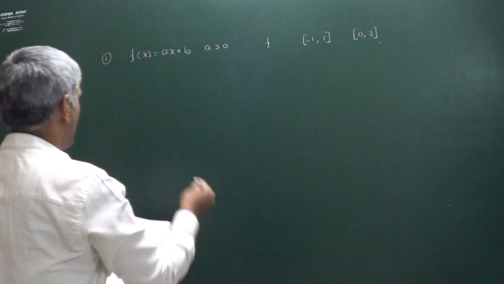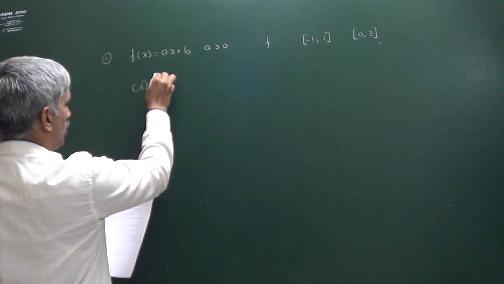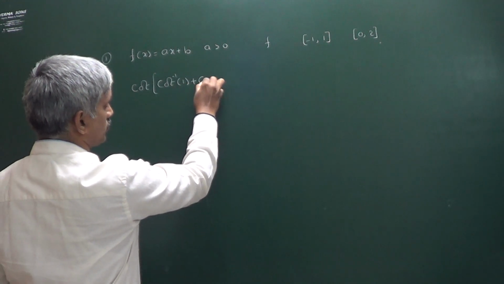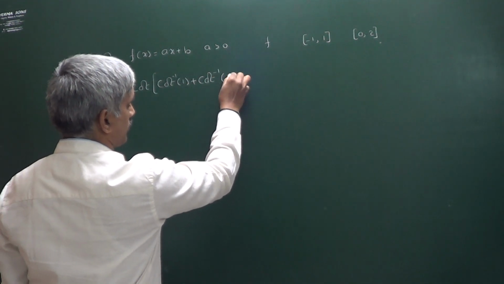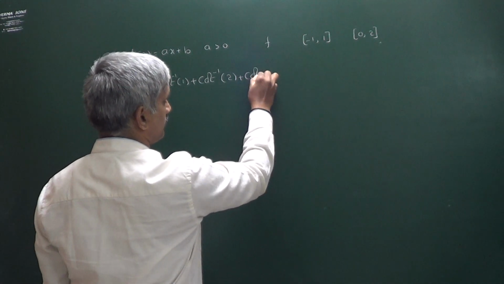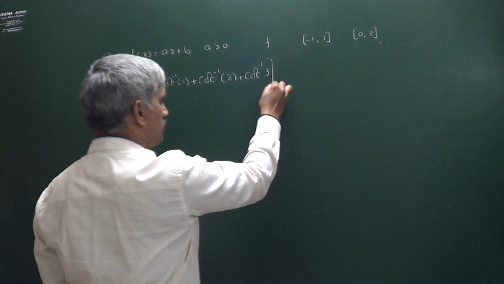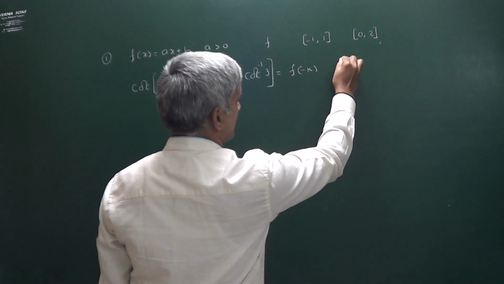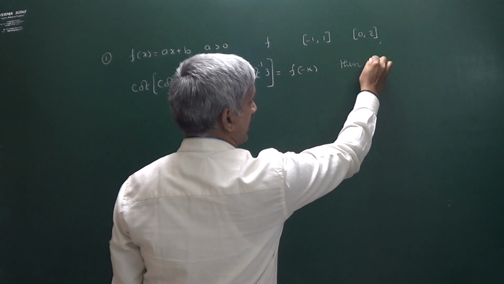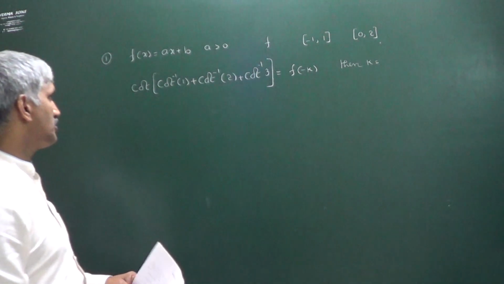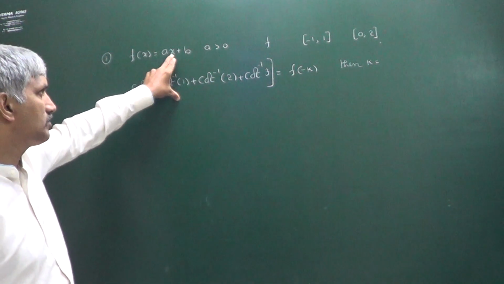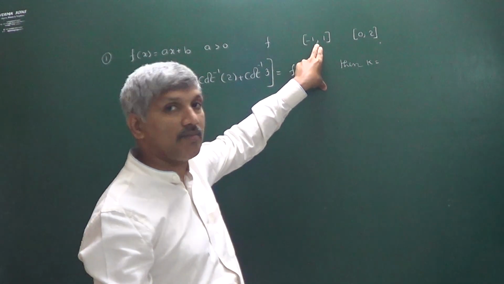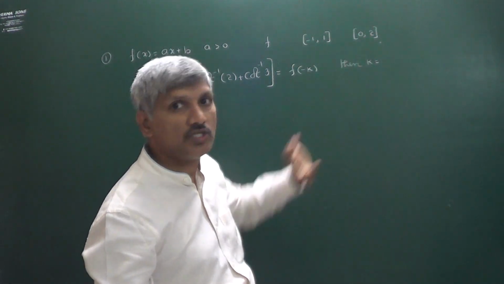He is asking then the value of cot inverse 1 plus cot inverse 2 plus cot inverse 3. This value is equal to f of minus k, given. Then he is asking what is the value of k. So the information is given as f of x is equal to ax plus b, a greater than 0, and f is an onto function from the closed interval [-1, 1] to the closed interval [0, 2].